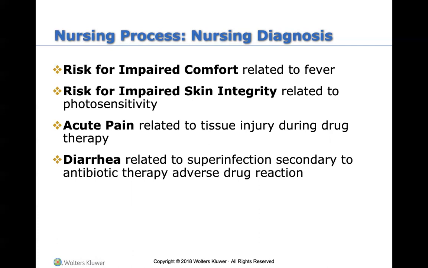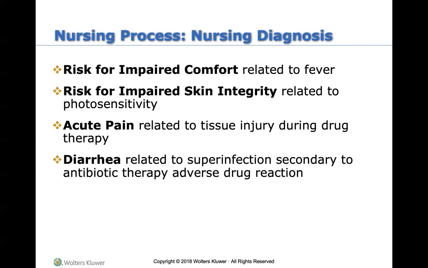Risk for impaired skin integrity. We know that there's a risk of photosensitivity. So with that, they might develop a rash or some bumps, maybe even a burn. So we want to be very, very careful with protecting their skin. Acute pain. There may be some tissue injury during drug therapy. We talked about how this is really, really irritating to the skin and to the veins. So there might be some tissue injury while we're giving this medication.